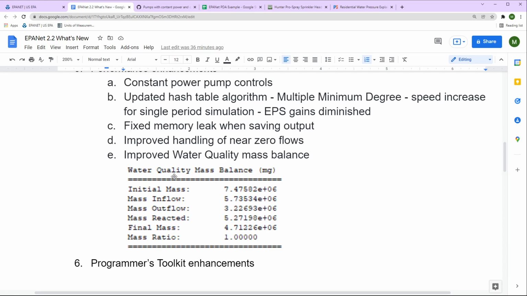Also, improved water quality mass balance. In the text report of the simulation results, near the end, if you do a water quality run, they show some mass balance statistics. So that's pretty cool. I don't know that I've ever even thought about that, but I'll have to dig into that in a later video.